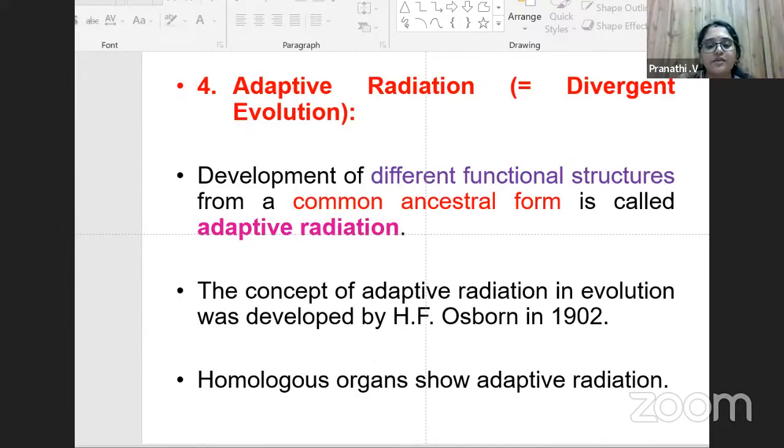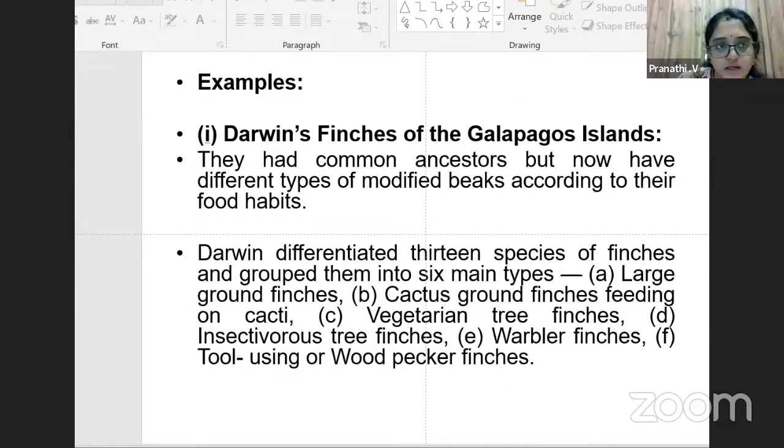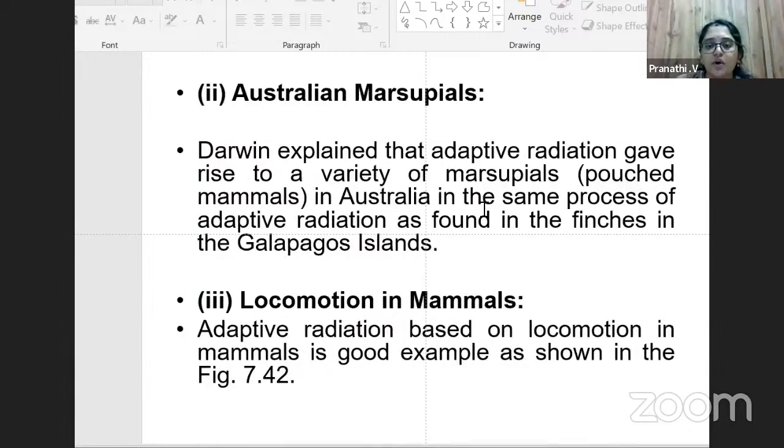Now, when it comes to adaptive radiation or divergent evolution, this is something like homologous organs being present. If you see Darwin's finches, similar to the mainland, but you have different kinds of finches, 13 species, that is ground finches, cactus ground finches, all of these. And then you have the Australian marsupials, wherein the process of adaptive radiation was seen as found in the finches in the Galapagos Islands.